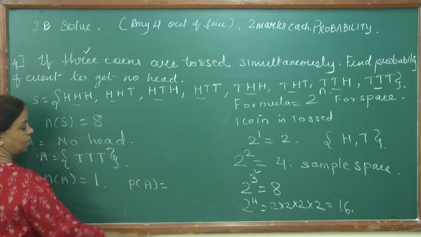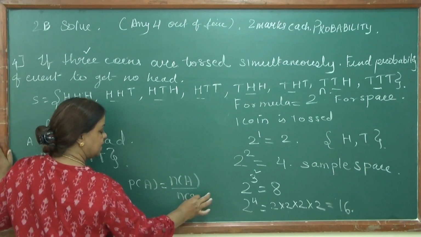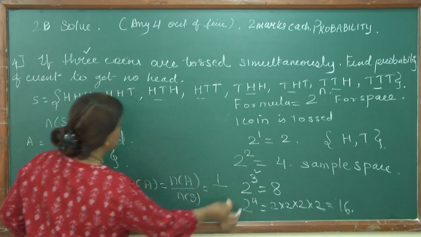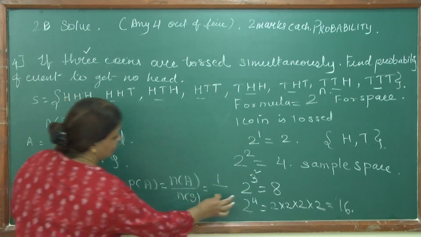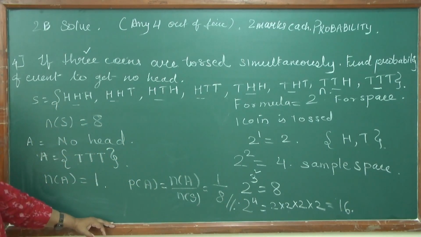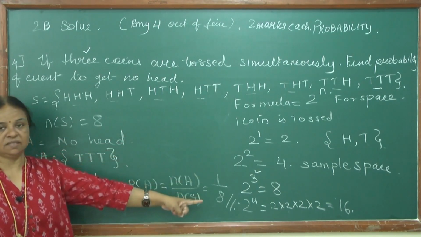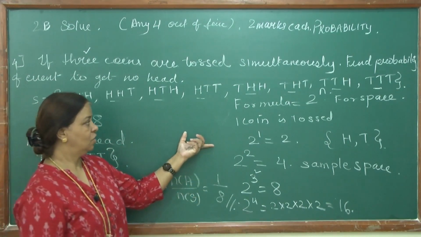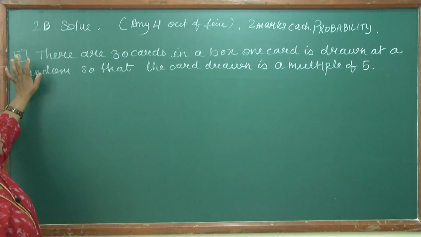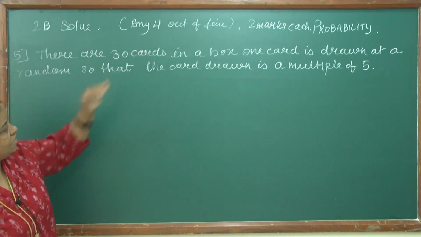Probability of A is what? Number of elements in A upon number of elements in the sample space. And what is the number of elements in A? 1. And what is the number of elements in the sample space? 8. So 1 upon 8 is the answer, children. You can pause and remember this formula when you want to write down the sample space, you can write it easily. Question number 5, the last question of 2B from the probability chapter.